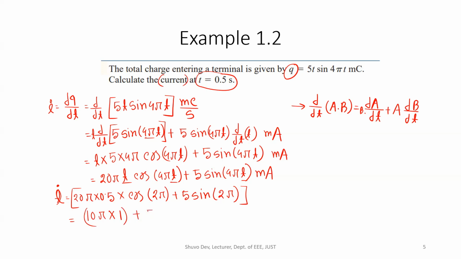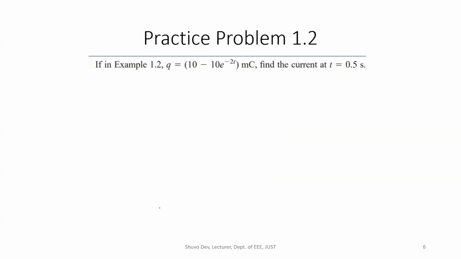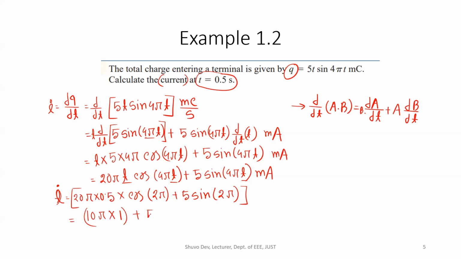And here 5 into sin 360, but sin 360 will be 0, so here will be 10 pi. So calculating 10 pi, we get 31.42 milliampere. So this is the answer for example 1.2, 31.42 milliampere. Hope you all understand that.